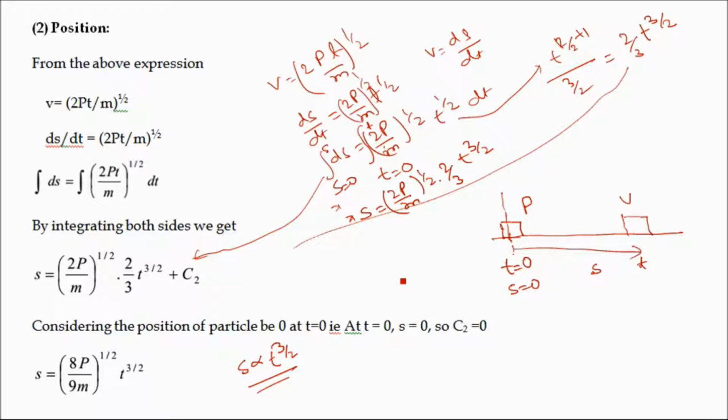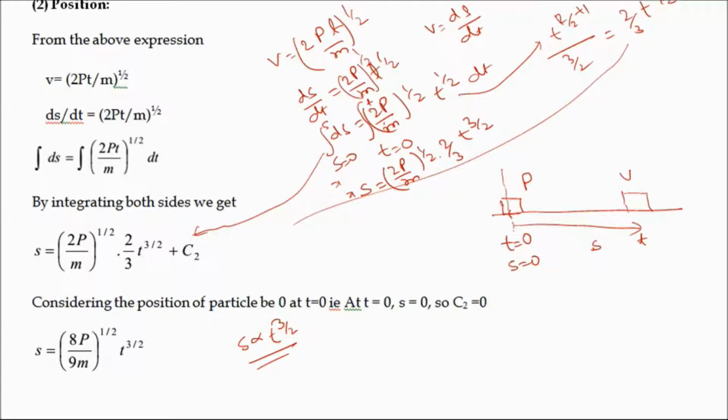So basically from this discussion we make a conclusion that if a particle is under constant power, then displacement or the position is proportional to t to the power 3/2, and velocity is directly proportional to t raised to power 1/2. And this is the important concept. Sometimes problems are asked based on this concept.